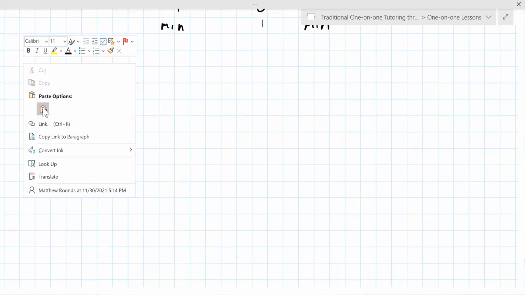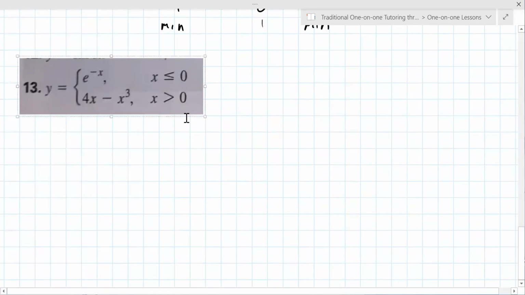Okay, 13 has the same set of things that it wants. I don't know why they didn't just make it 3 through 16. It's kind of like two problems. You do everything for this e to the minus x, but you only look at it for less than 0, and then you do everything for this 4x minus x cubed, but you only look at it for x greater than 0. So let's do them side by side here. Okay. So let's take the derivative of each. What is the derivative of this one on the left?